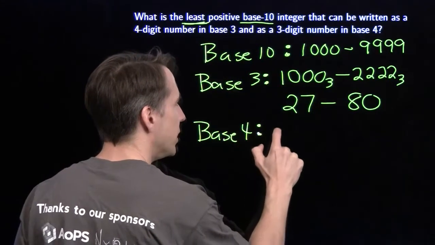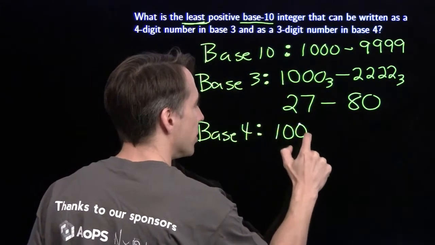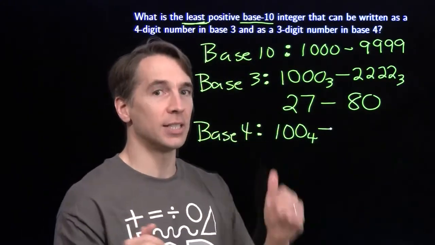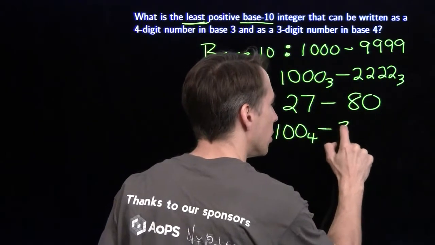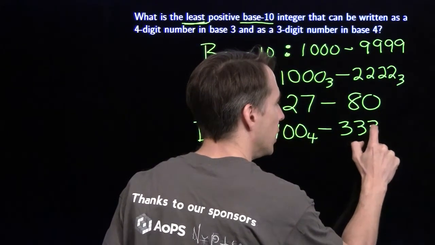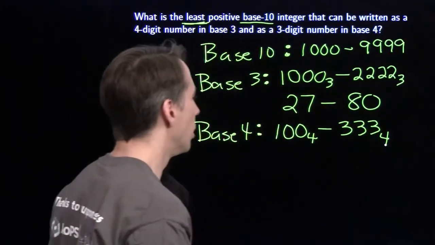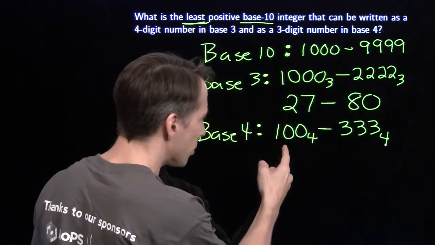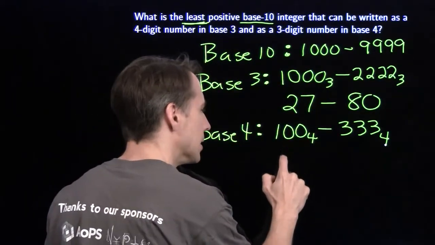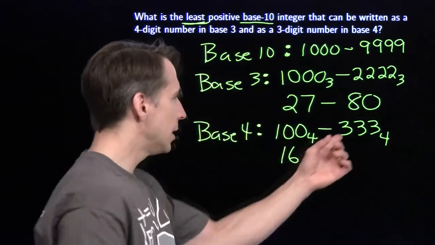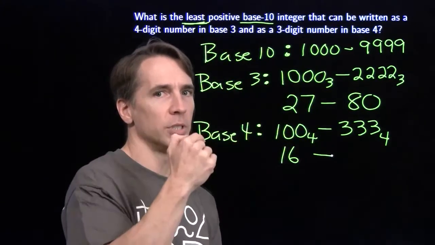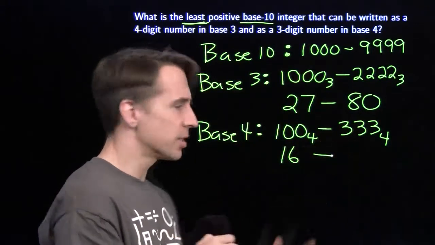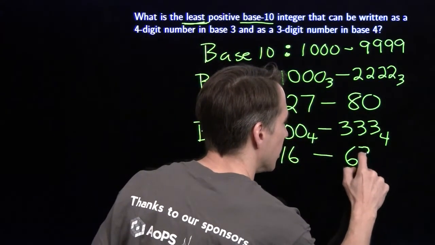Now we only have 3 digits, so the smallest one is 100, base 4. But I get an extra number that I can use as the digit. I get to use 3s now, so my largest 3-digit number is 333, base 4. Same drill to convert these into base 10. We got 1s, 4s, 4 squared is 16. Then over here, this is 1 less than 1, 0, 0, 0, base 4, that's 4 cubed, that's 64. This is 1 less than 64, so it's 63.